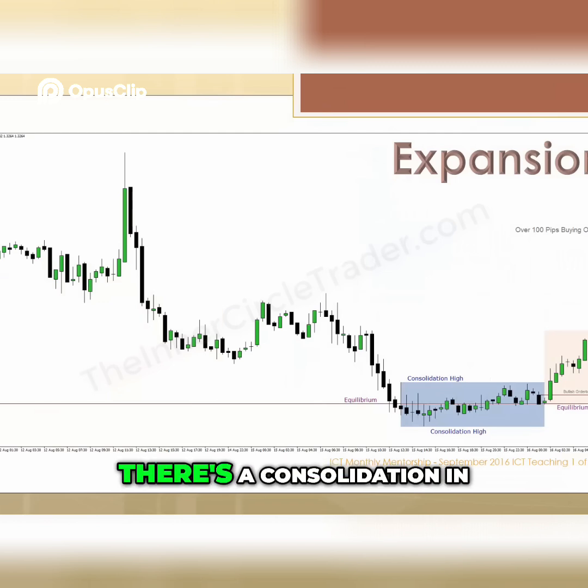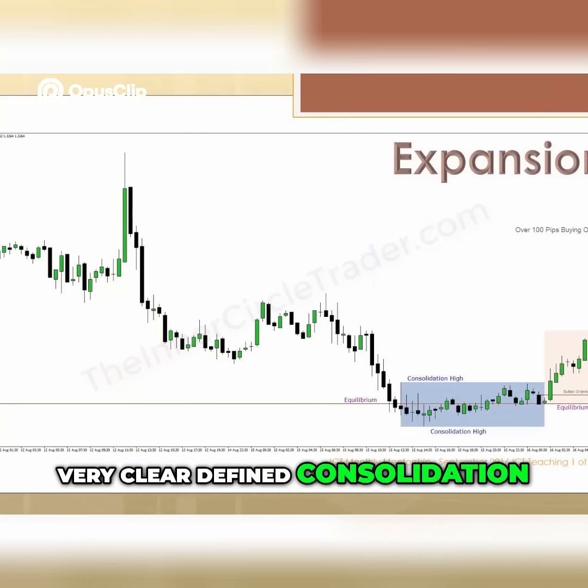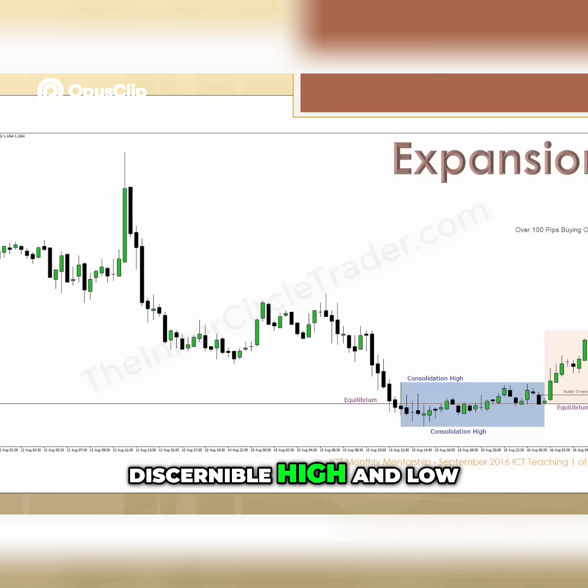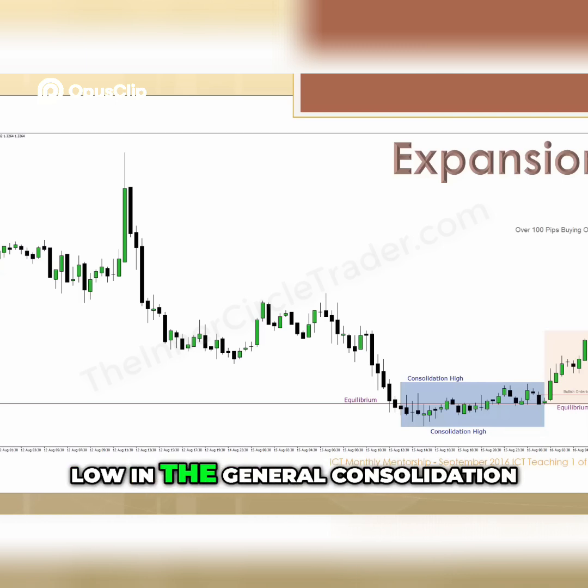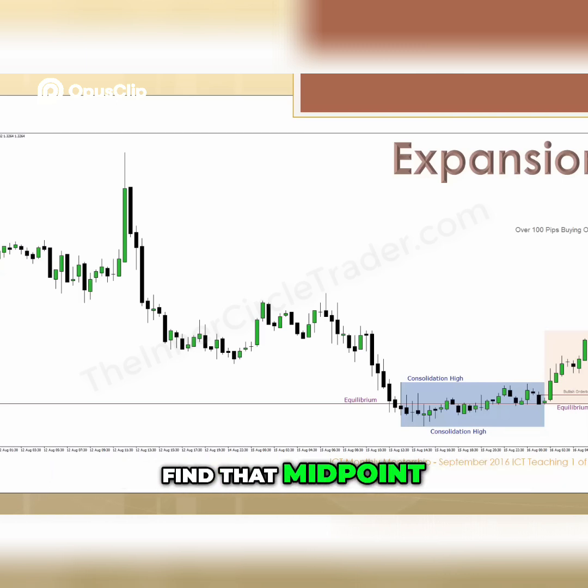As you can see here, there's a consolidation in the blue shaded area. Very clear defined consolidation. It's got a clear discernible high and low, and the equilibrium price point is directly in the middle of the high and the low end of that range. You can simply take the Fibonacci tool that you have in all your platforms, lay the fib from the high and the low in the general consolidation, find that midpoint, and you can check yourself also by looking at how many times the market touches up against it from below and from above, in other words, how many times it's touching and hanging around that level.